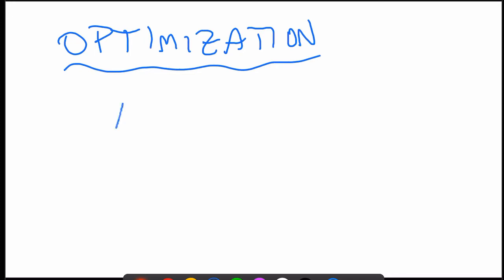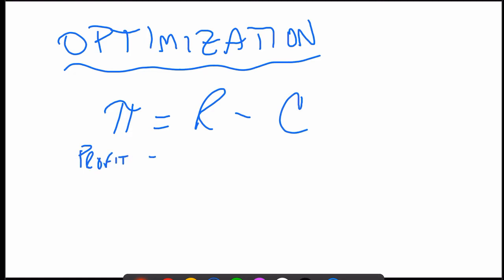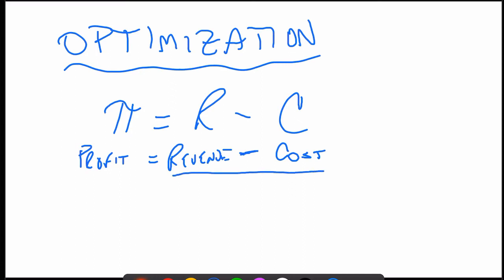So we have this equation. Profit, revenue, cost. Okay, and there's a minus sign in between. So maximizing profit isn't just maximizing profit. What is it? Well, I'm maximizing the difference between these two things. Okay? Now we can draw graphs of that.